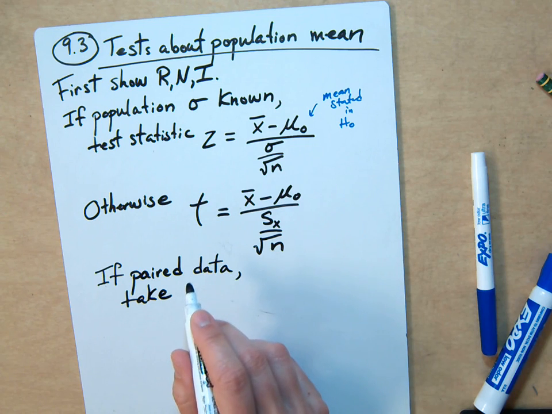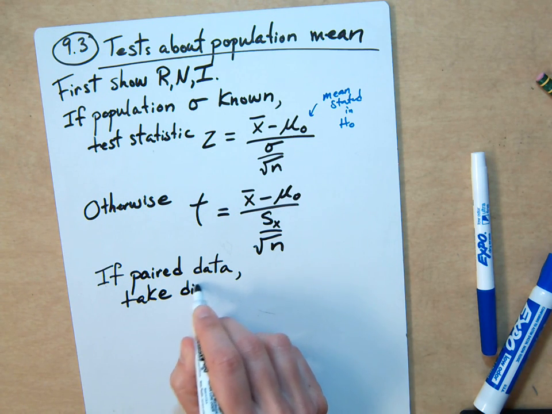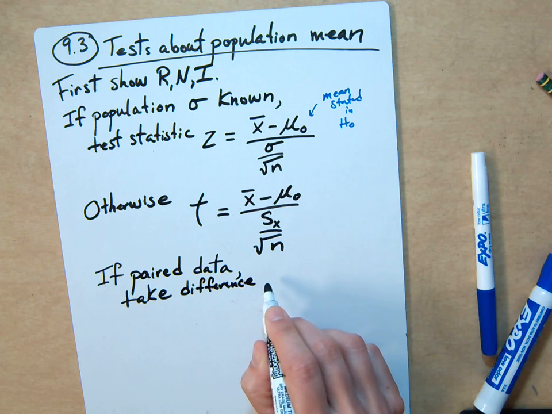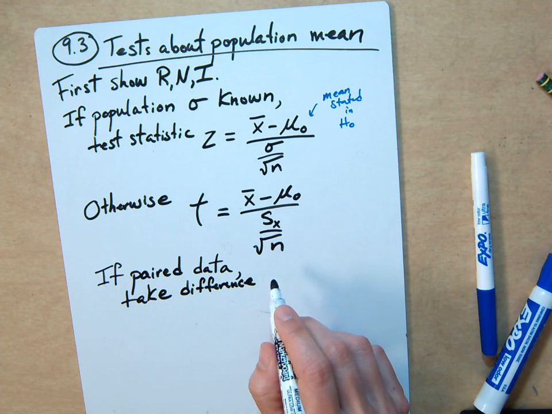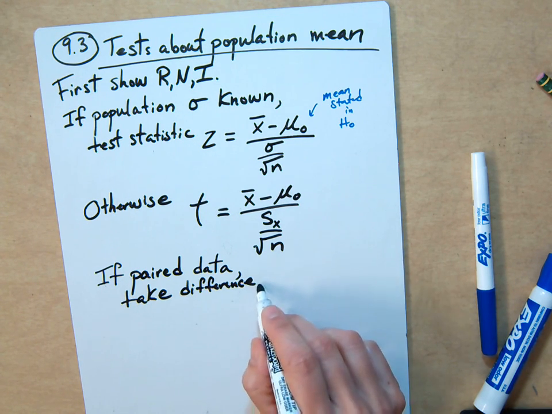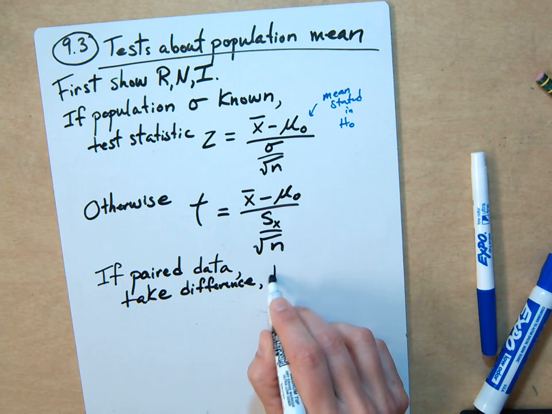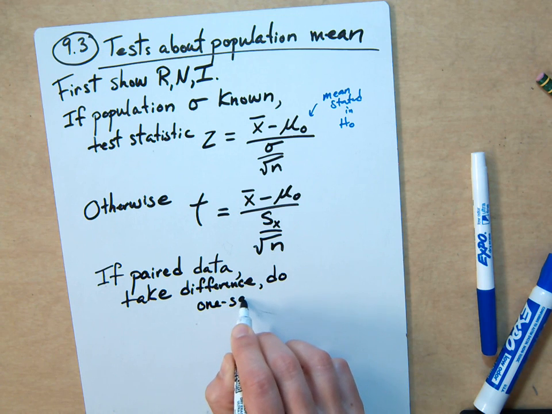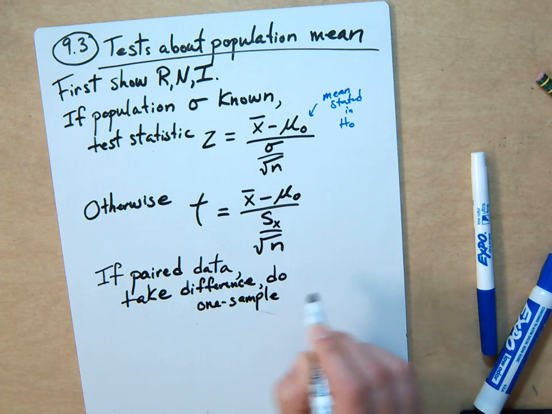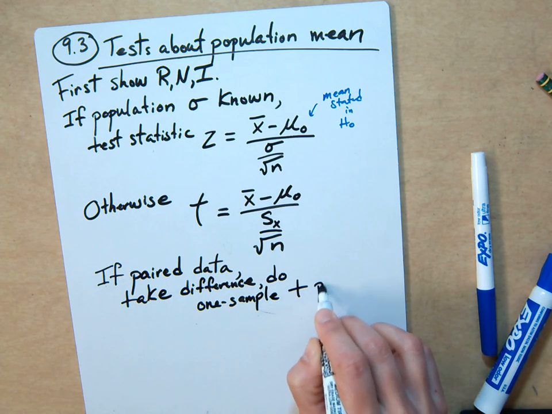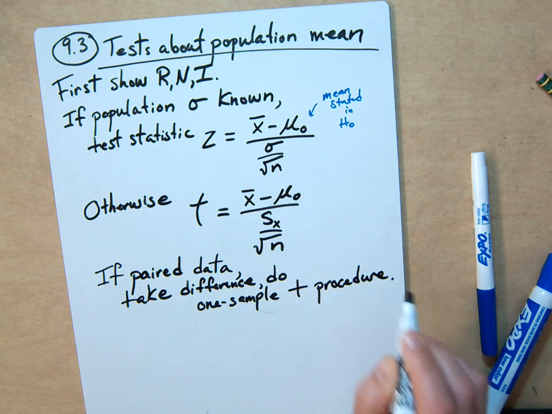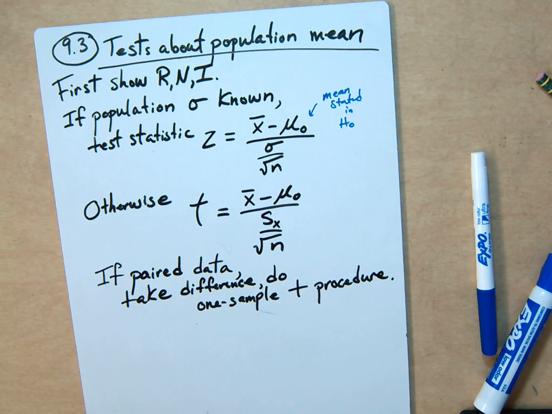If paired data, take the difference, and then it's still a one sample t procedure. Just take the difference and use that for your data. You would still do a one sample t procedure, same as before. So that's just like a little footnote, and we're going to do an example of that in just a second.